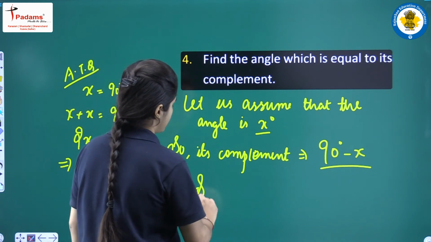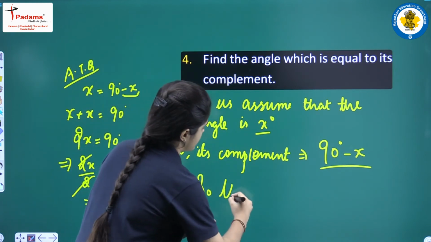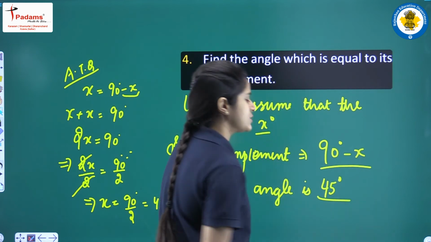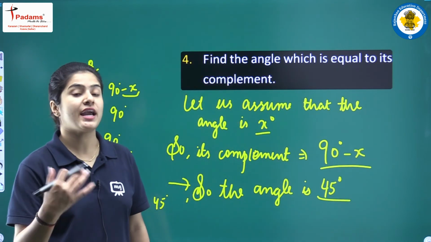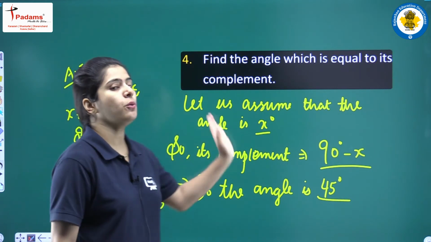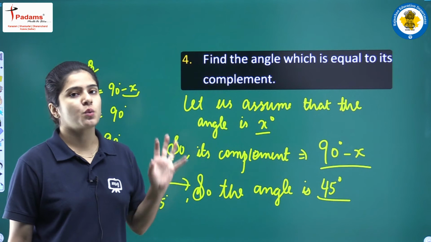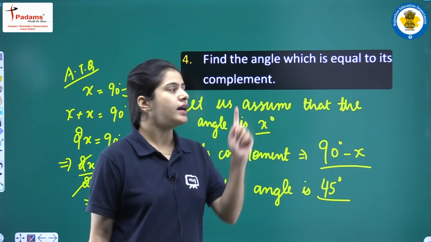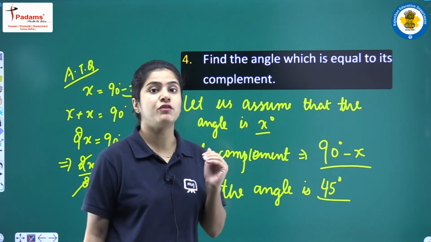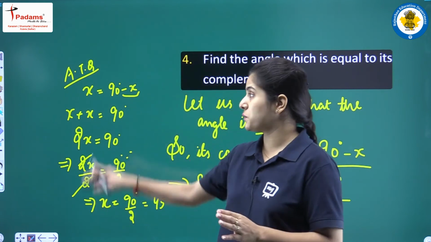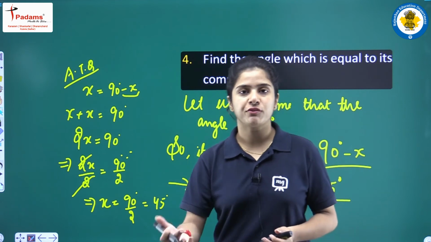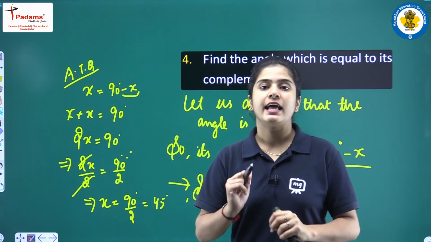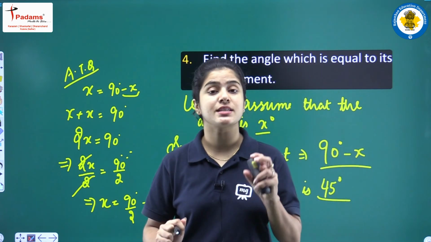So the angle is 45 degrees, okay students. So what we have done in this question is assume that the angle is x degrees. The complement of that x degree is 90 minus x degrees. Now in the question it is clear that we need to find the angle which is equal to its complement. That means x should be equal to 90 minus x, right. After that we transposed this x to the left hand side and it became 2x is equal to 90 degrees. Now we have divided by 2 on both sides to separate the variable.